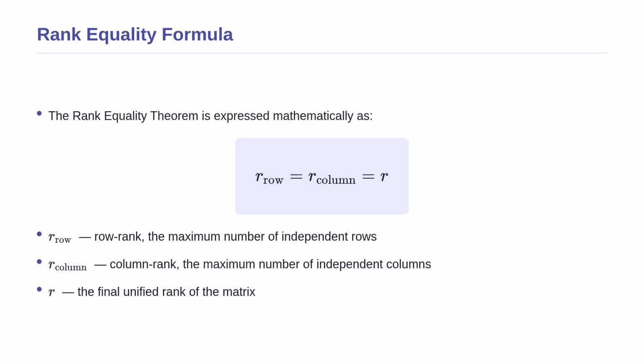Let us look at the mathematical expression for this theorem. The formula is beautifully simple. R_row equals R_column equals R. Here, R_row represents the row rank, which is the number of independent horizontal lists. The symbol R_column represents the column rank, the independent vertical lists. And R is the final, unified rank of the matrix. If the row rank increases, meaning we add a new independent row, the column rank must increase by the exact same amount. They are perfectly locked together, ensuring the matrix's information is balanced.